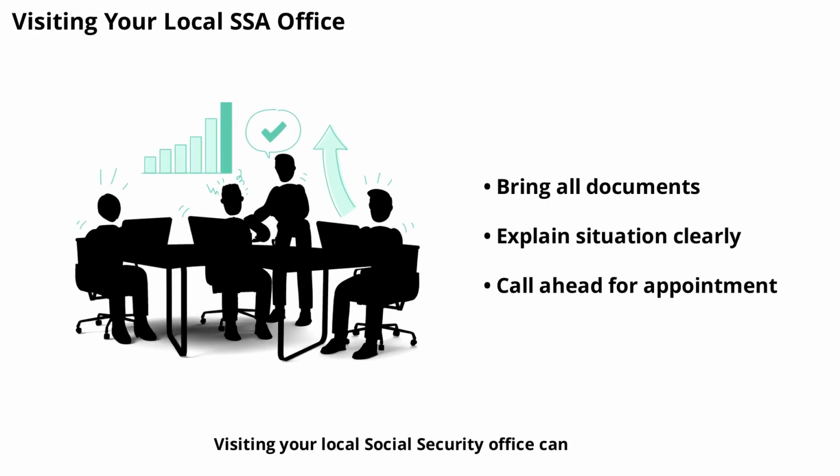Visiting your local Social Security office can be helpful if you need personal assistance. Bring all your documents and be prepared to explain your situation clearly. The staff can help you fill out forms and answer questions about your correction request. Appointments may be required, so call ahead if possible.